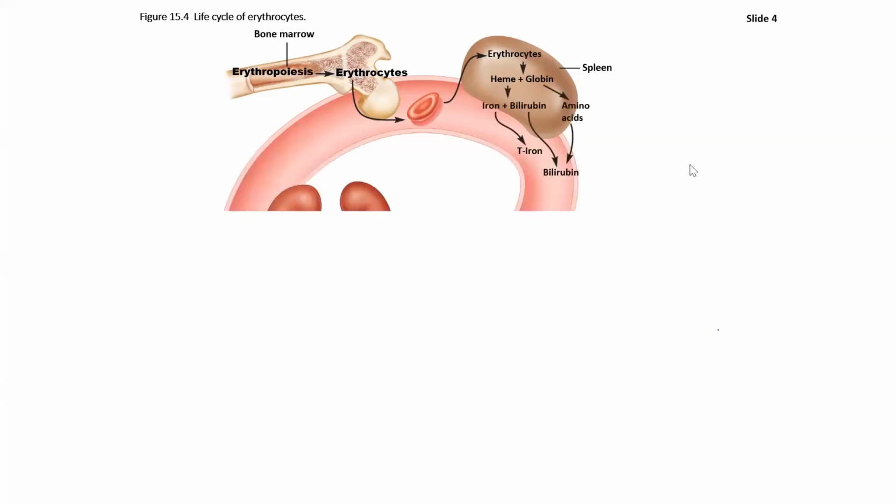We can recycle the globin component because it's protein. We can just recycle it, repurpose those amino acids, and circulate them in the blood. And then we're going to take that heme component and we're going to further separate it into iron, which we can again repurpose, and then bilirubin, which we will excrete via the kidneys and the intestines.